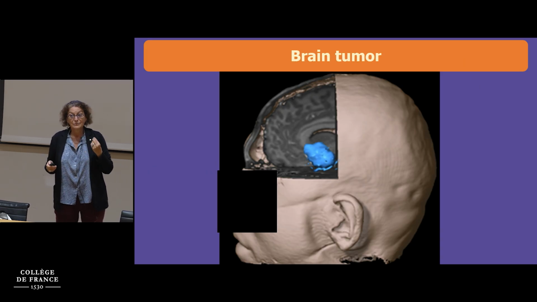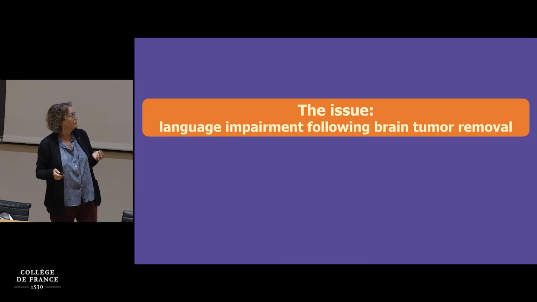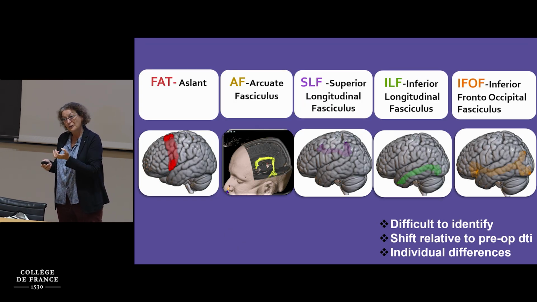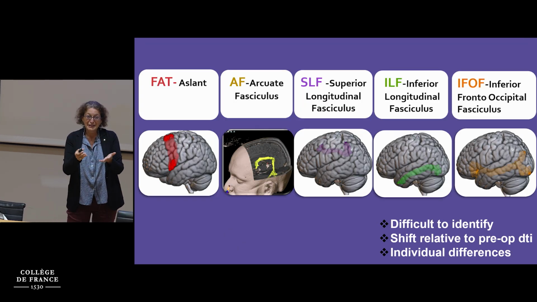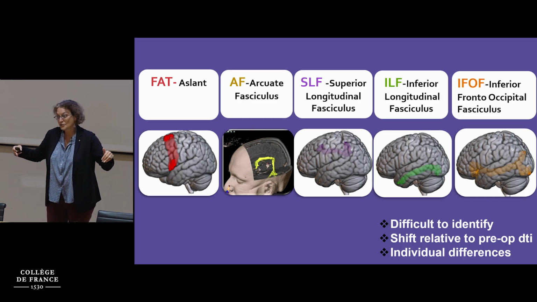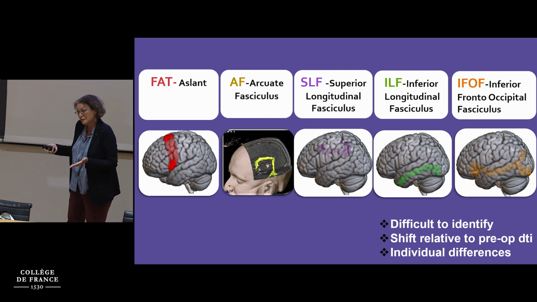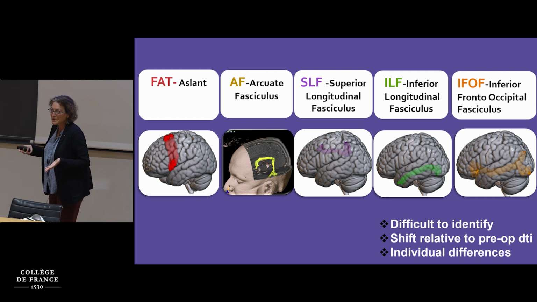However, after the surgery begins, things shift. So once part of the brain is taken out, the cortical areas are not in the same place, and the tracts shift, and they are not in the same place. So we don't know exactly where they are. And in addition to that, there are individual differences between people.